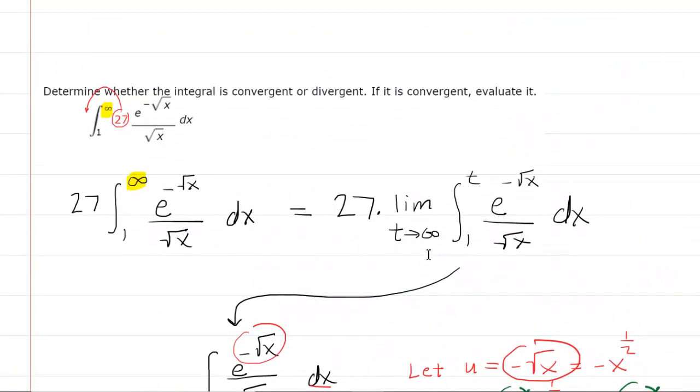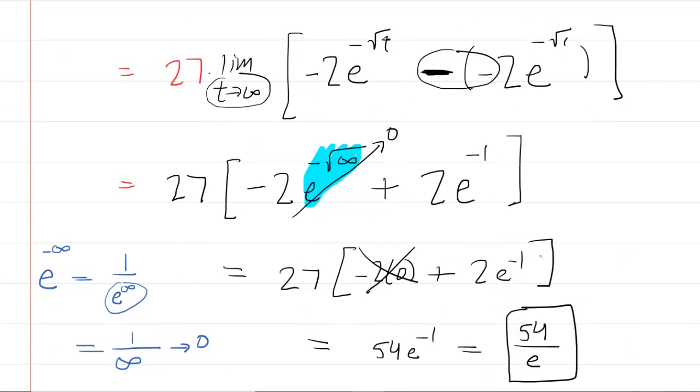And recall that the question said to determine whether the integral is convergent versus divergent. The answer here is convergent. And the reason it's convergent is because the limit of the integral ended up equaling a finite quantity, like 54 over e. This is a finite number, and therefore it is indeed convergent.